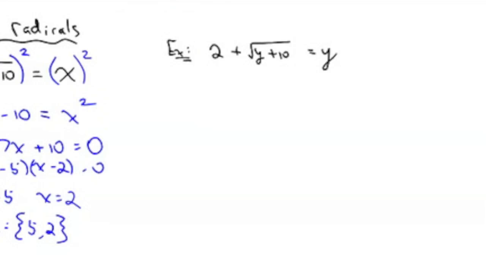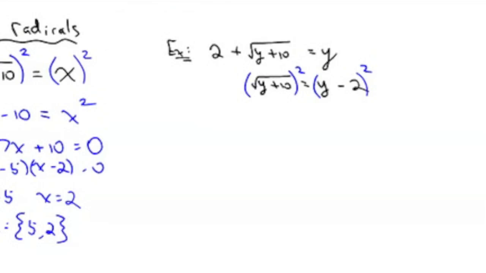So move the 2 over and you get the square root of y plus 10 is equal to y minus 2. And then commence with the fun. What do you do to both sides? Square it. So we square the left and square the right. The left never causes problems, the right will. Be careful, this is y minus 2 times y minus 2, and you have to FOIL it out. It's not y squared plus 4.